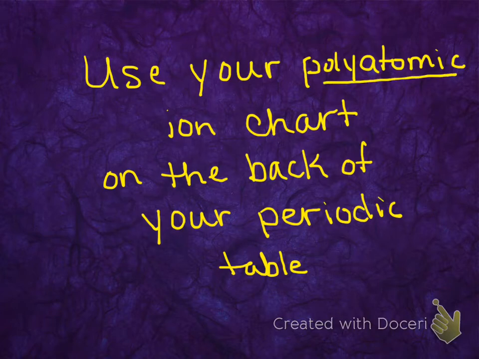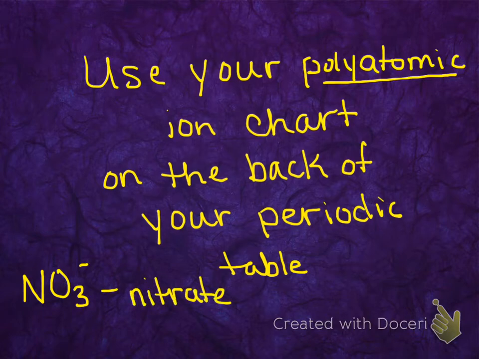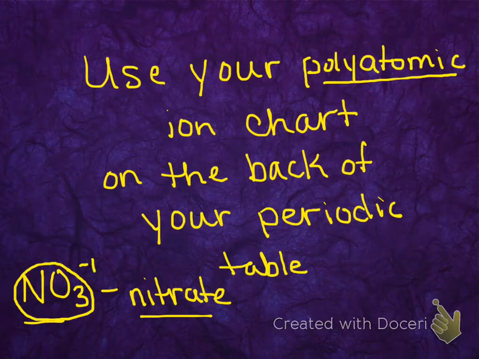You have your polyatomic ion chart on the back of your periodic table, and it lists, for example, it might say NO3 minus, and then it tells you that this is called a nitrate ion. Okay, so what we're going to do is use that information to start including the names and the formulas for things with these polyatomic ions. What nitrate is, it's one nitrogen, three oxygens, and that whole thing combined has a -1 charge.